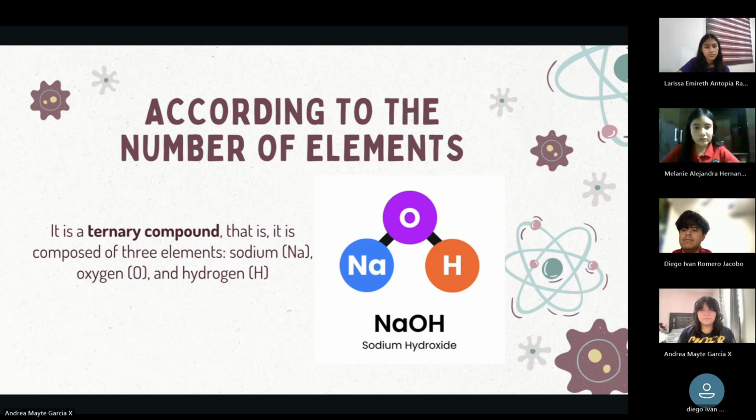As for its classification according to the number of elements, it is a ternary compound. That is, it is composed of three elements: sodium, oxygen, and hydrogen.